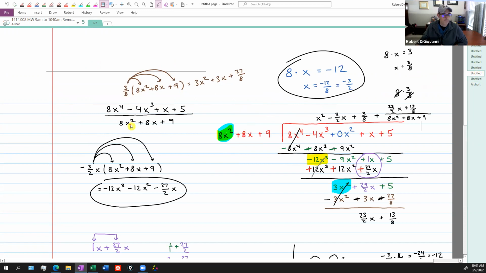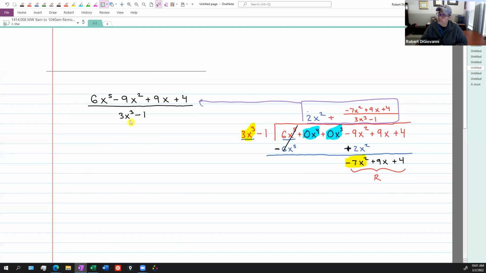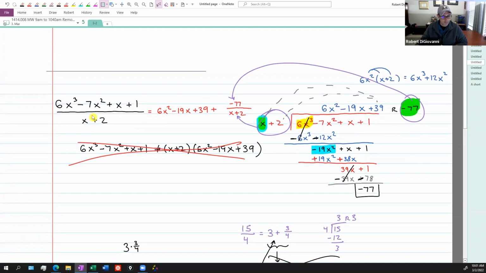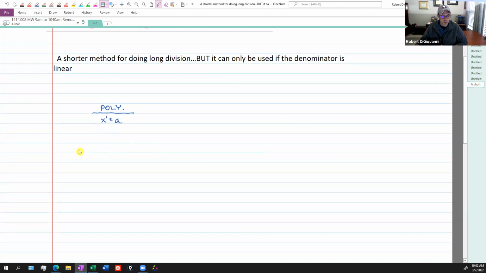This one, nope, no synthetic. Look at the denominator is quadratic, can't do it. The one we did before, nope, no synthetic, okay? Because the denominator is not linear. This one, yes or no? Synthetic. Yes, okay? So let's do this one. I'm going to do this one because we're allowed to. I'm going to do it with the synthetic division instead.